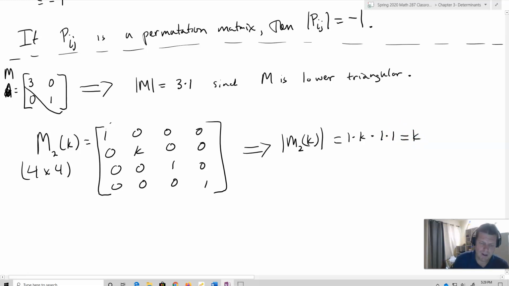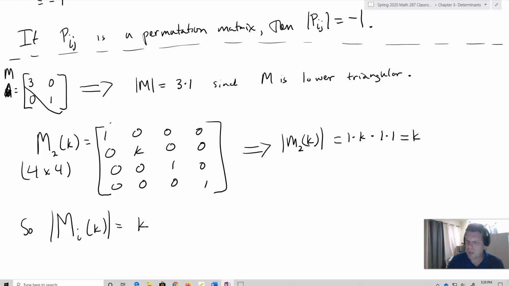So it turns out that the determinant of MIK is going to simply equal K. That's fantastic. Good to know.